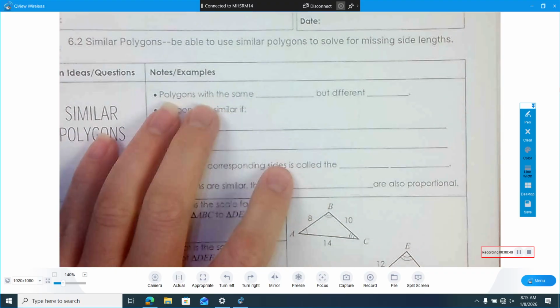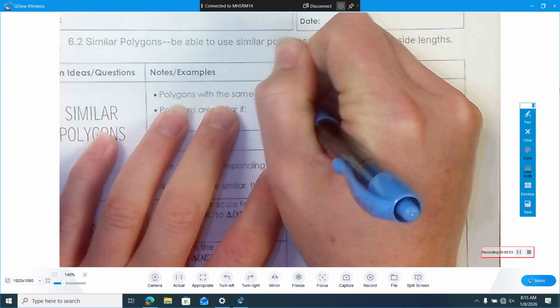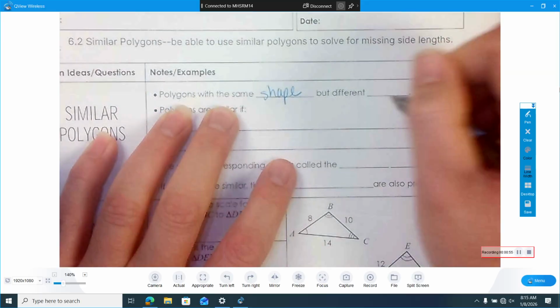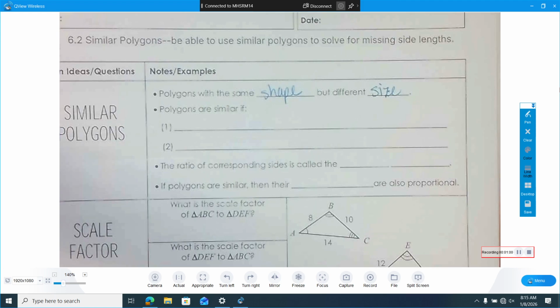Polygons with the same exact shape, but a different size, are called similar polygons. They have the same shape, but maybe one is small and one is big. It's an enlargement or a shrink, okay? It just gets scaled up or scaled down, all right?